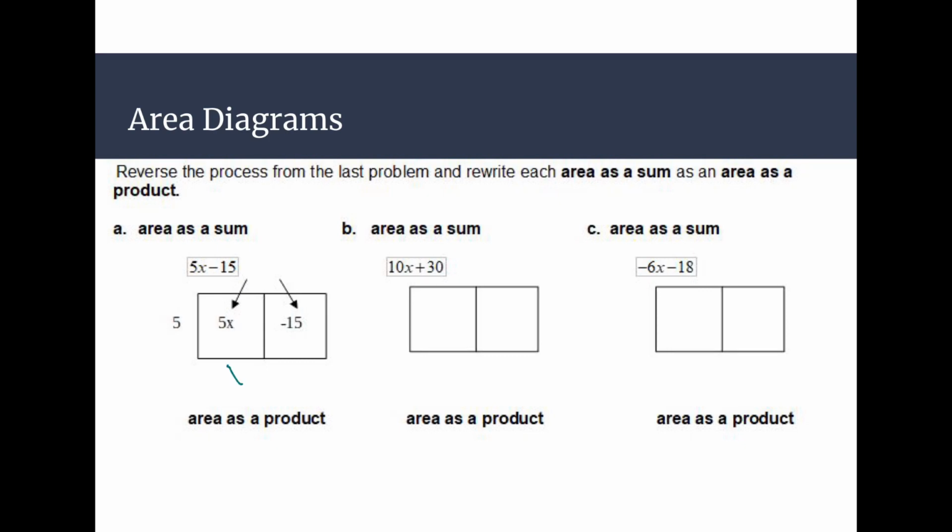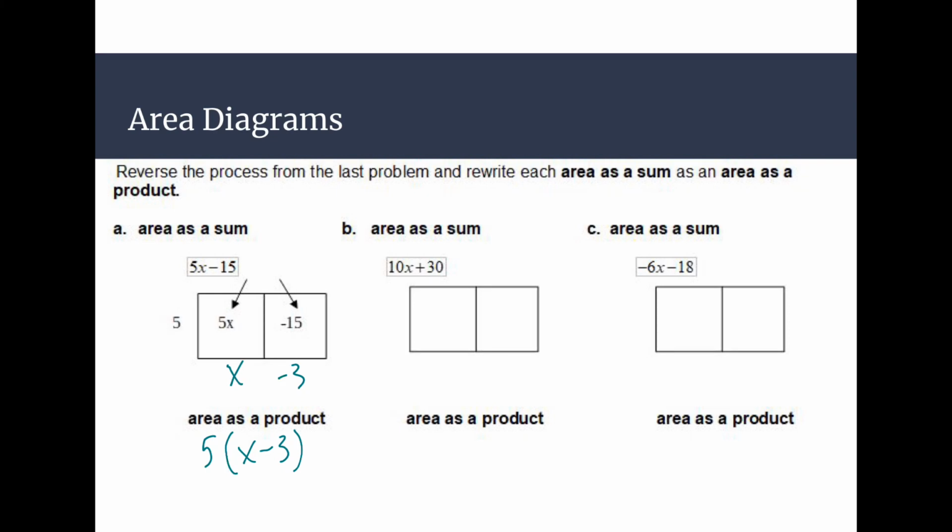And hopefully you're thinking there that's going to be an x, right? Because 5 times x gives me 5x. And then think to yourself, 5 times what number gives me a negative 15 here? And that would be a negative 3. All right? Or just use your calculator to do negative 15 divided by 5. So my area as a product is then going to be 5 times x minus 3.